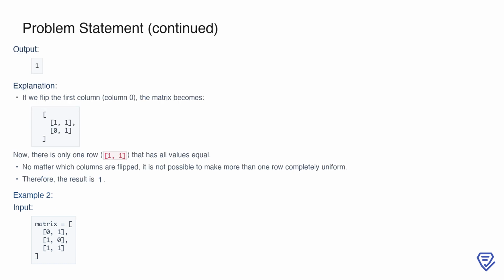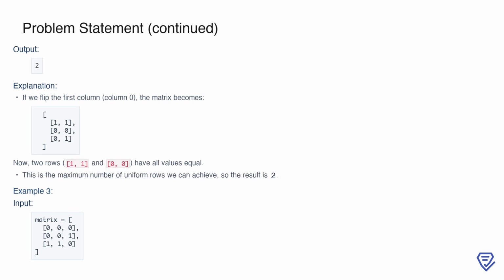Let's look at the first example. We have a matrix with 2 rows and 2 columns. The input matrix is [0, 1], [1, 1]. If we flip the first column, which is column 0, the matrix becomes [1, 1], [0, 1]. Now, only one row, [1, 1], has all values equal. No matter which other columns we flip, it's not possible to make more than one row completely uniform. Therefore, the output in this case is 1, as that is the maximum number of rows that can become identical.